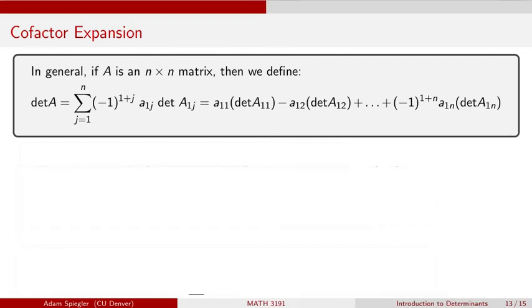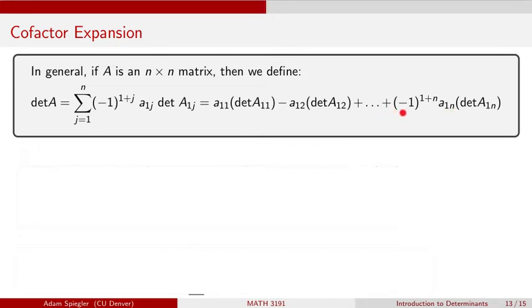Okay, welcome everyone. So we are just about ready to wrap up our introduction to determinants. Let's recall that if A is a square n by n matrix, then we can define the determinant of this matrix with the following sum, where we go across the top row, and take the A11 entry times the determinant of submatrix A11, minus A12 times the determinant of submatrix A12, all the way out to the nth column where we take the A1n entry.